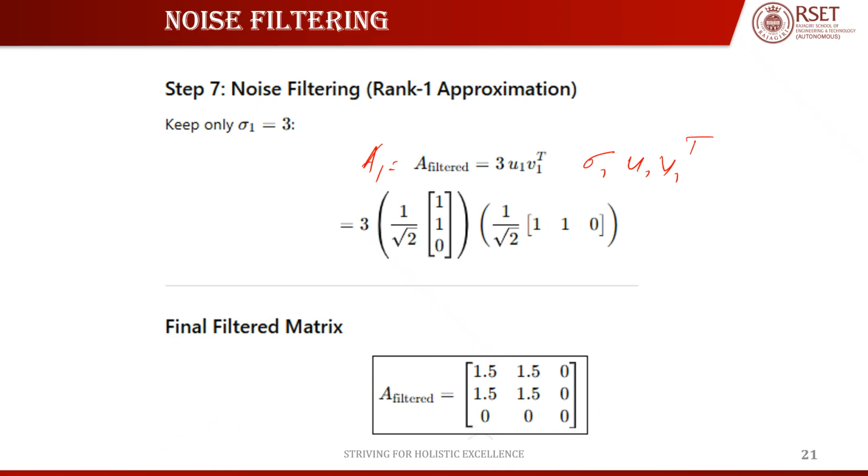So that's it about the session. Hope you got how to do the rank 1 and rank 2 approximation, whether it is in the case of noise filtering or in the case of image compression, we follow the same procedure. If we need the rank 1 approximation, we just choose the largest eigenvalue and the corresponding eigenvector and the corresponding u1, and then do sigma 1 u1 v1 transpose. If we need the rank 2 approximation, we do sigma 1 u1 v1 transpose plus sigma 2 u2 v2 transpose. That's the procedure we follow for the approximation.